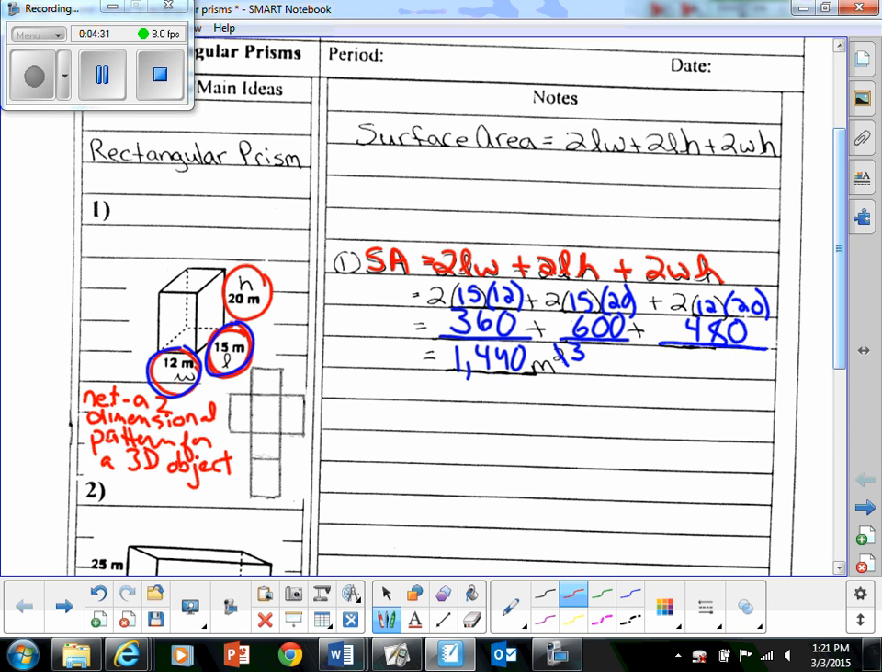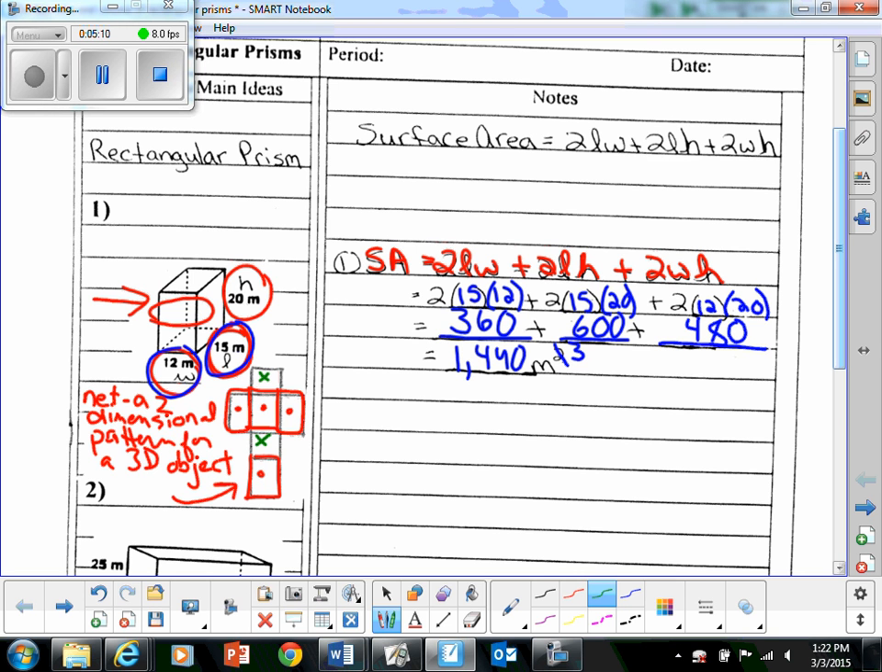So if I cut this prism apart right here, it would look like this net if it were laid flat on the ground. And you can see that these long pieces are all the same, and they represent the long pieces on the rectangular prism. And then we have the top and the bottom of the prism, and they're the same.